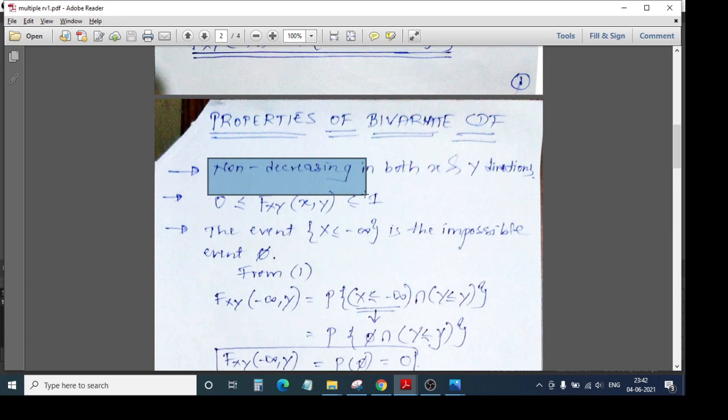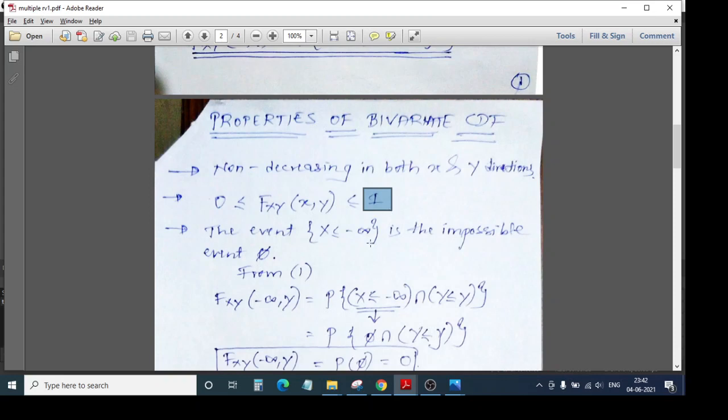Another very important thing to remember is that here we have two directions, one for x and another for y. Why two directions? Because we have two variables, so we represent our variables in two planes, an x plane and a y plane. We take the help of both planes. Therefore, your CDF is a non-decreasing function in both directions, x as well as y.